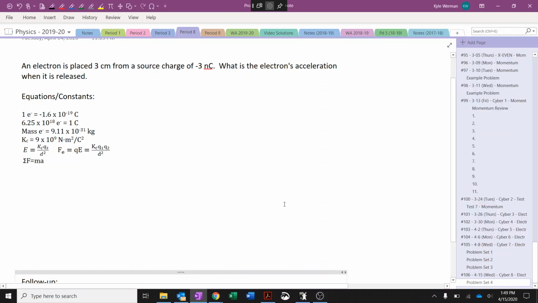All right, so for this problem, we got an electron placed 3 centimeters from a source charge of -3 nanocoulombs. What is the electron's acceleration when it's released? So a couple different concepts to think about, right?